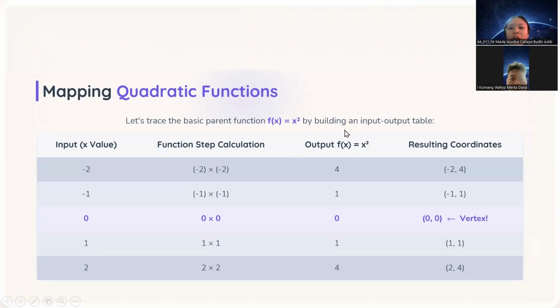By building an input and output table, which you can see on the screen, we substitute some values, which are negative 2, negative 1, 0, 1, 2, etc. When we substitute them and graph these points, we get a U-shaped curve called a parabola.